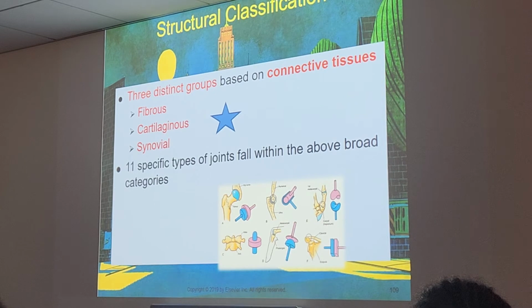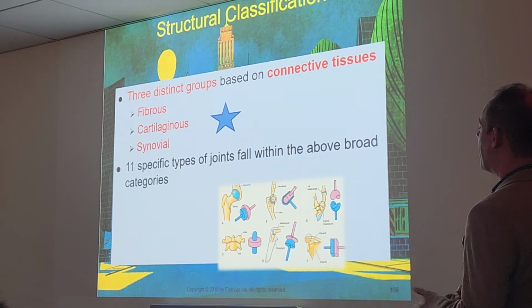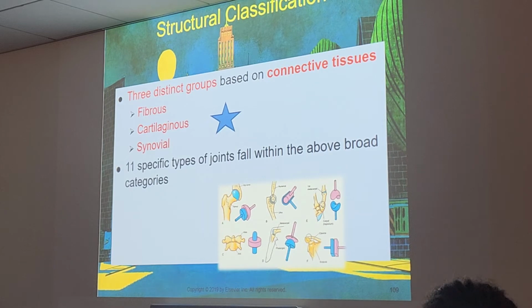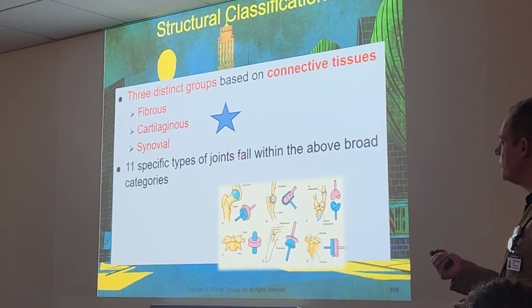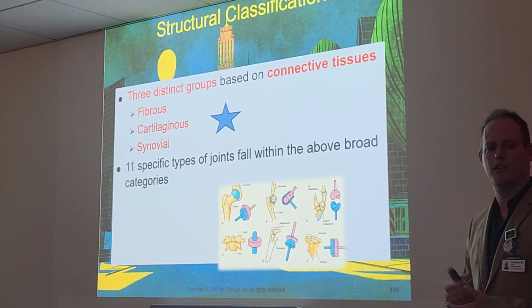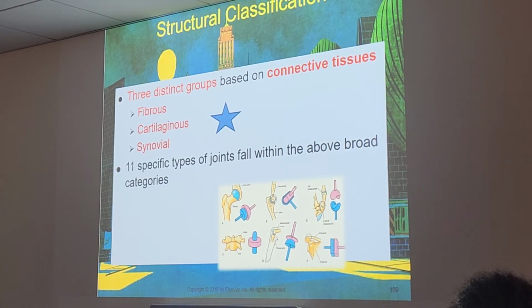Now, when it comes to all the joints together, we have 11 specific types of joints that fall in all three of those categories. We're going to name all those in just a second. The most famous ones again being those synovial, which I believe you learned all the way back in elementary school, if I'm not mistaken. But we're going to hit all those once again.